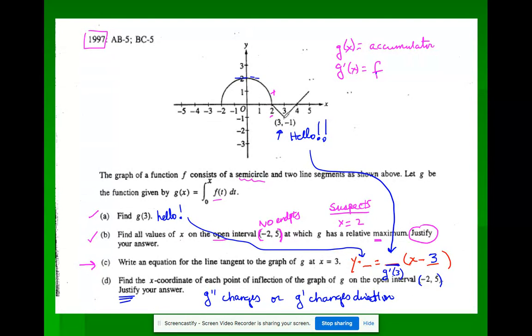It's where the second derivative changes sign, right? Or g prime changes direction. G prime, which is equal to f, and that's what you would say to justify your answer. G prime is equal to f, therefore, you have a point of inflection everywhere the first derivative changes direction. That would be at x equals 0 and x equals 3, and they did just ask you for an x coordinate.